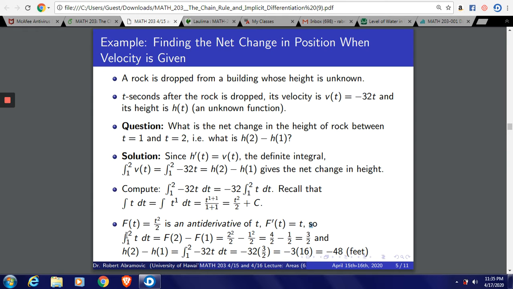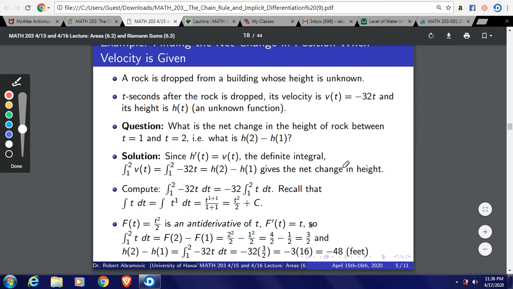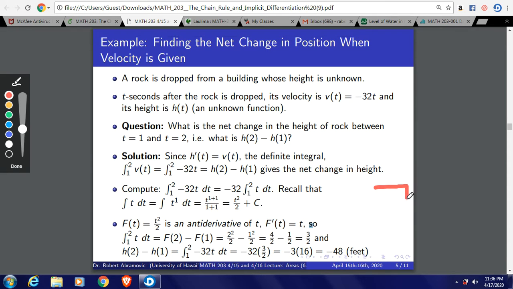We found that this value is equal to 3 halves, so we get negative 32 times 3 halves. 32 over 2 is 16. 3 times 16, minus 3 times 16, is negative 48. So what this means is that whatever happened to the rock, however high the building was, its net change from t equals 1 to t equals 2 was negative 48 feet.